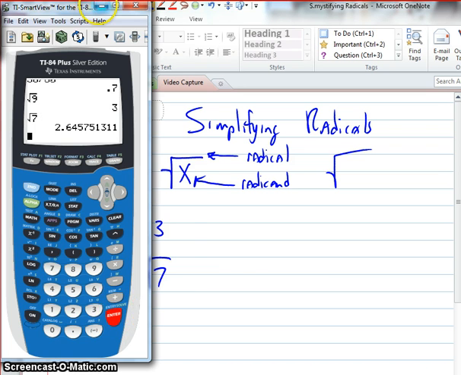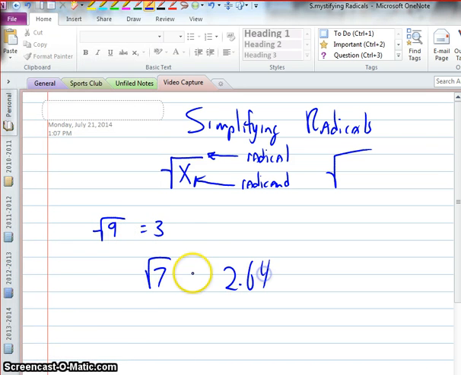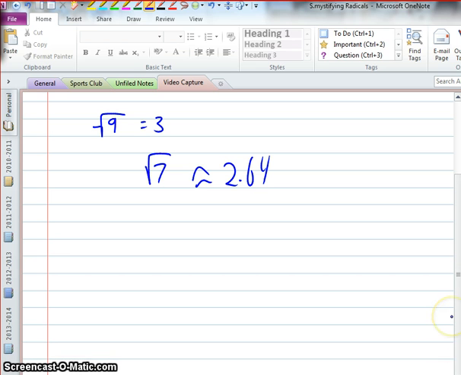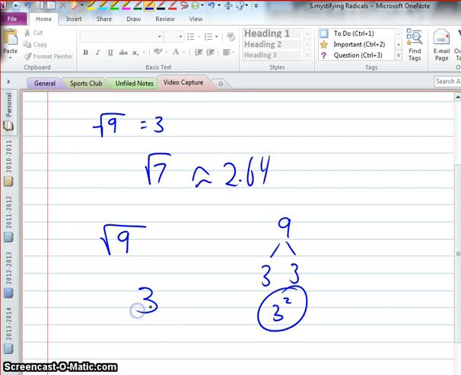But I'm more interested in, instead of approximating, are there ways to simplify them? And to do that, you're going to need to take the radicand, prime factor it, and see if there is a perfect square factor inside your radicand. Here's an example of what I mean by that. When I took the square root of 9, what I was really doing was, in my mind, prime factoring 9. I have a pair of 3's, so the answer is 3.